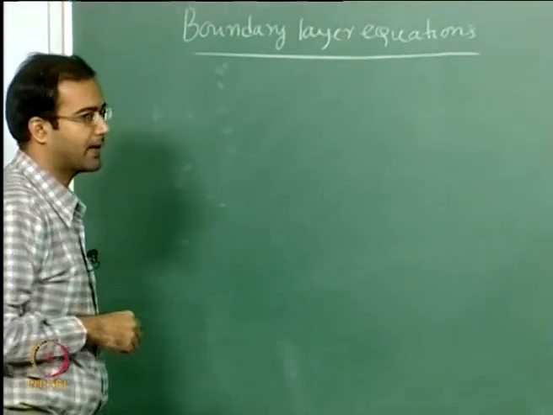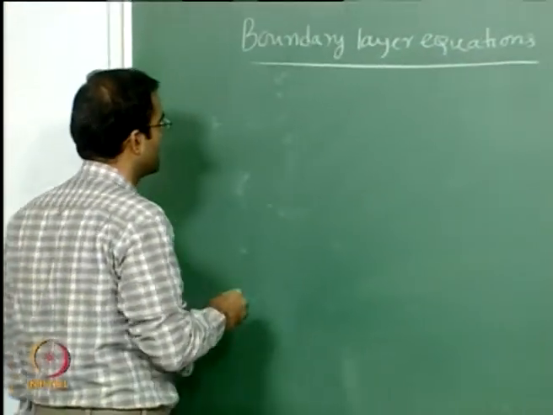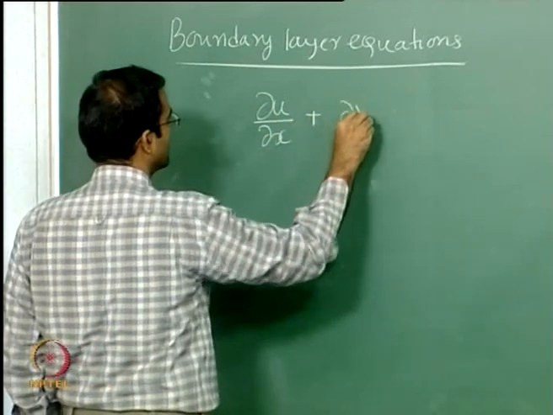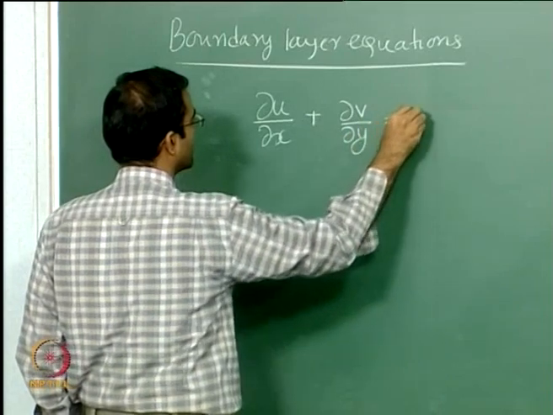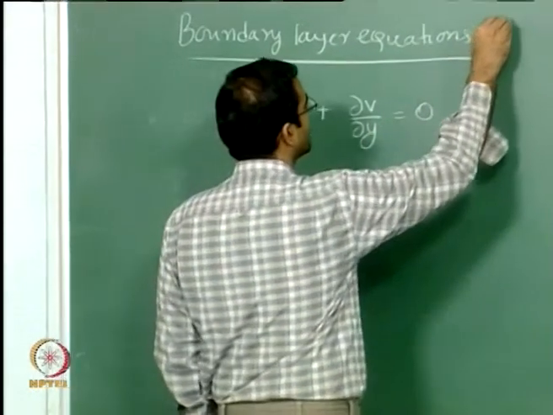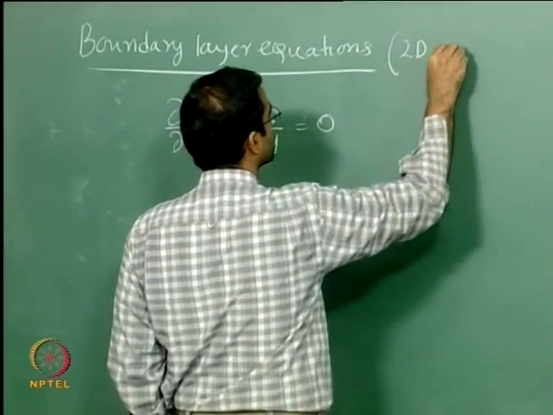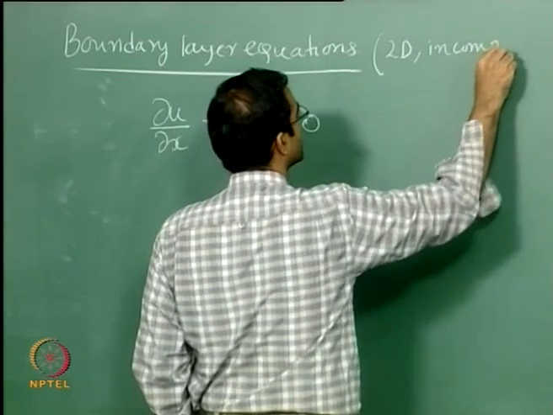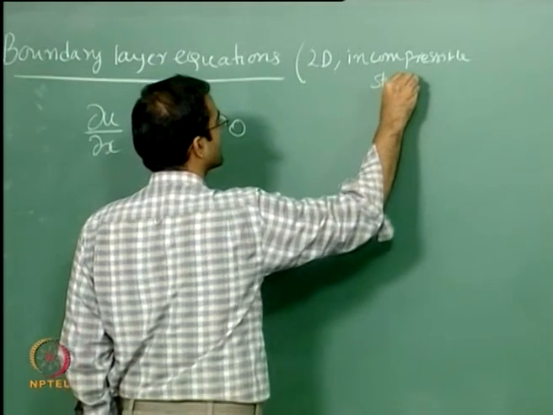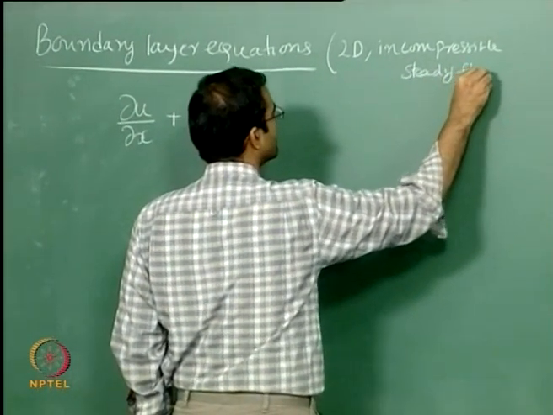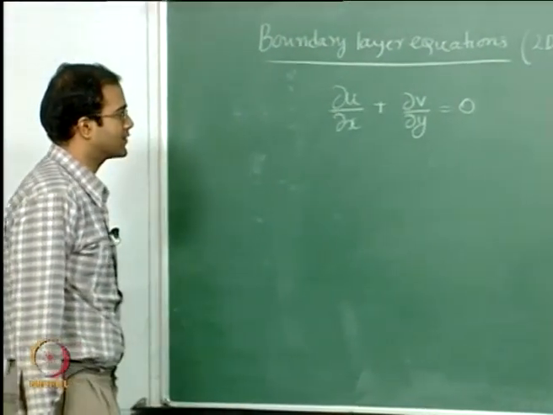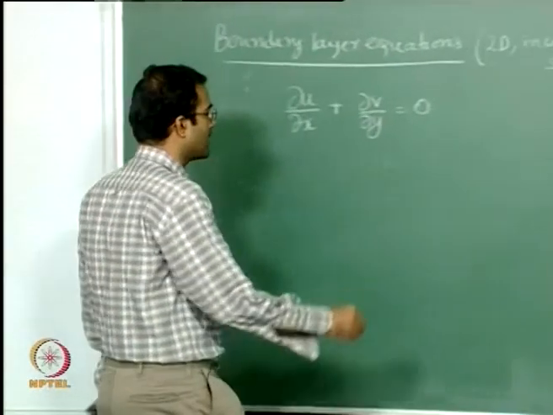Let us write it in a dimensional form, not the non-dimensional form. So finally, the continuity equation stays as it is. The boundary layer equations we are writing here are for 2D, incompressible, and steady state flows. Steady flow. And we are also assuming they are laminar. That is another important assumption.